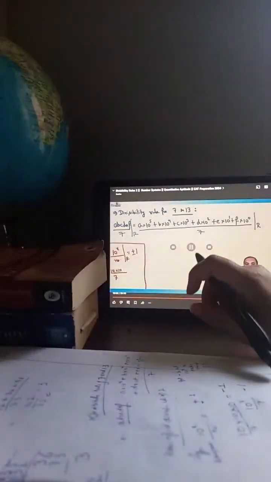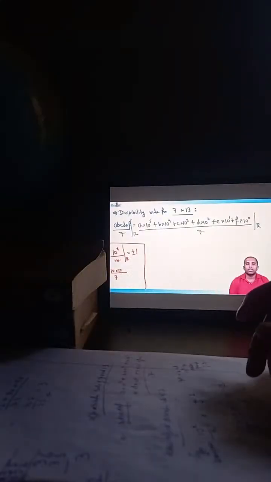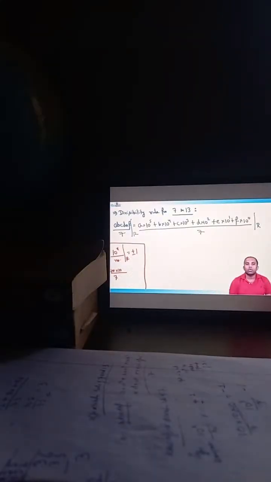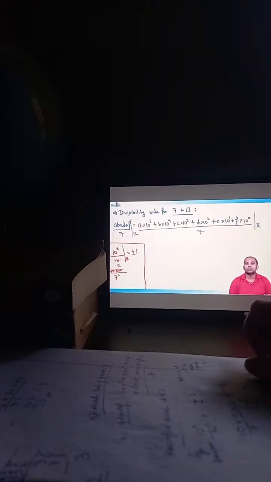10. See, 10 by 7 remainder is 3. So obviously it is not plus 1 or minus 1. Then again 10 into 10, 100 by 7. So 100 by 7 remainder is how much? 2. So again it is not plus 1 or minus 1, right? Put one more 10. So now 2 into 10, or 10 by 7 is 3. So 2 into 3 is 6. 6 by 7, the remainder is how much? Minus 1. We got it, right?